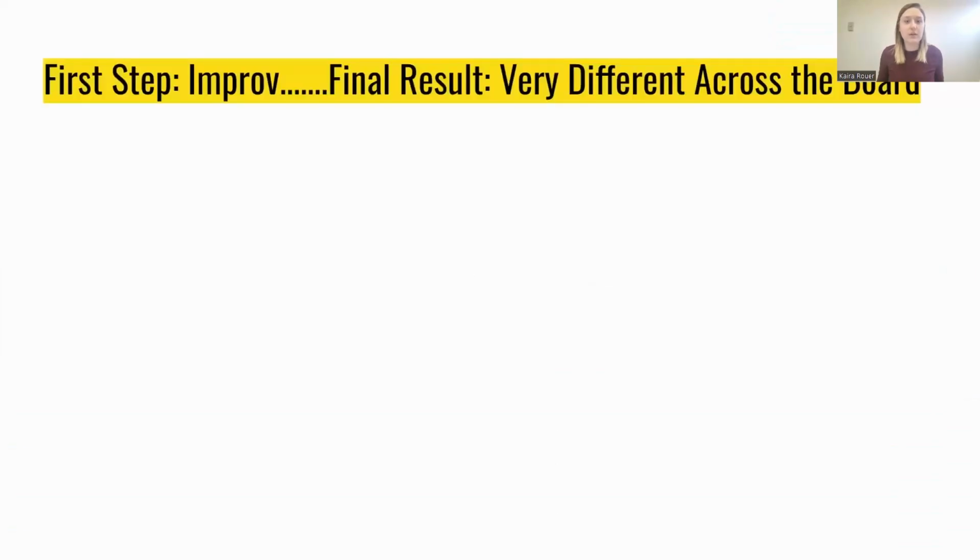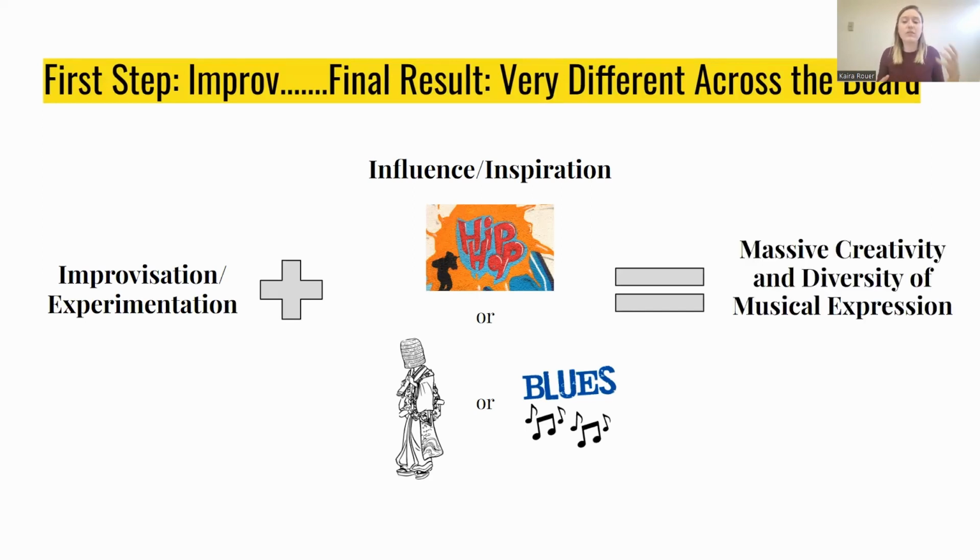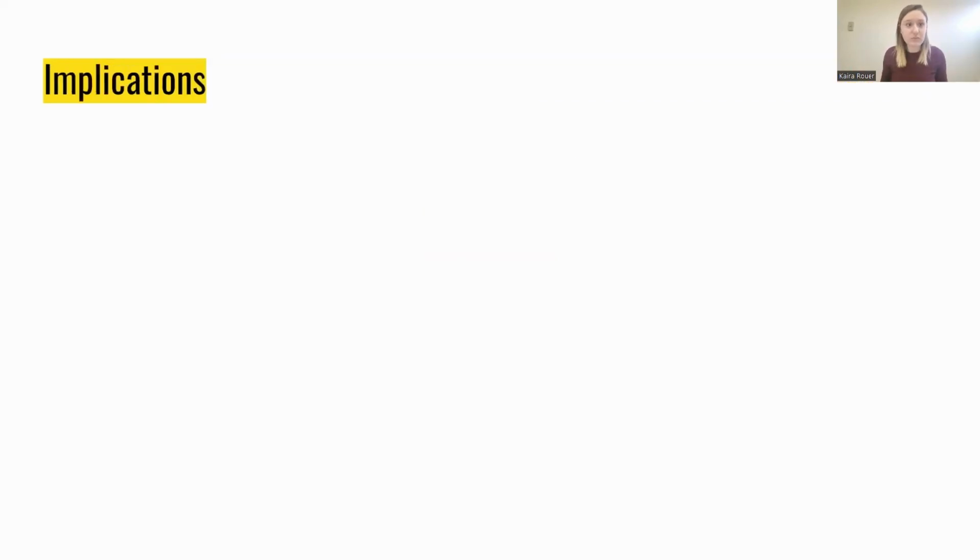So conclusions, all of these performers, their first step was improv and experimentation and just trying new things on their instrument. And then they add in their own influence and inspiration. Greg Patillo had hip hop, Wil Offermans had the shakuhachi, Robert Dix had the blues. He does lots of other things as well, but in this case, we focus on the blues. And then all of these come together to create very different results all across the board of just massive creativity and just a really great profile of the diversity of musical expression in humans.